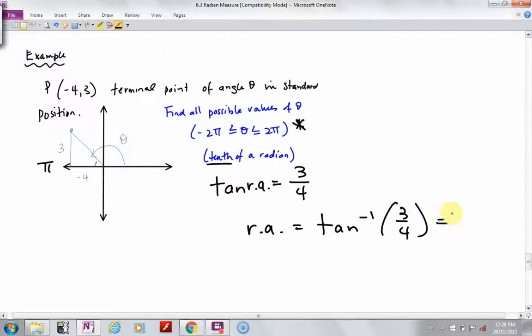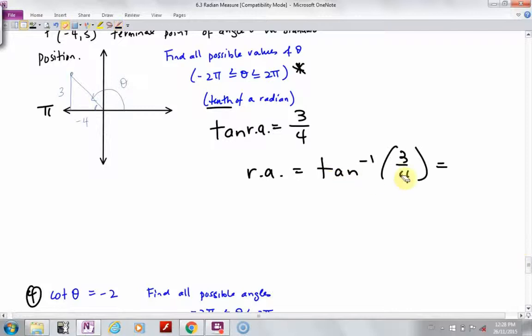Now, what mode should you put your calculator in? Degree mode? But don't you want your angle in radians? Now, you can put it in degree mode and then change everything later. But why not just put it into radian mode right off the bat? So if you put it in radian mode and you do the inverse tan of 3/4, what do you get for your reference angle in radians?